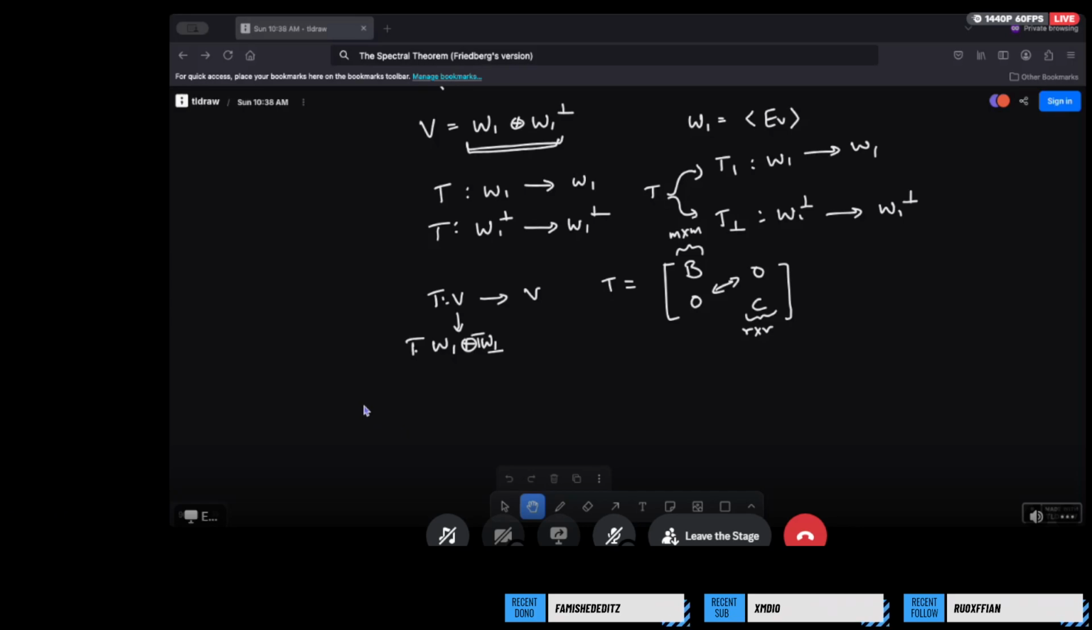Now we need another short proof. V is an eigenvector of T if and only if V is an eigenvector of T star. In fact, if V is an eigenvector with value lambda, it has eigenvalue lambda bar, the conjugate, for T star. And the proof of this is quite simple.